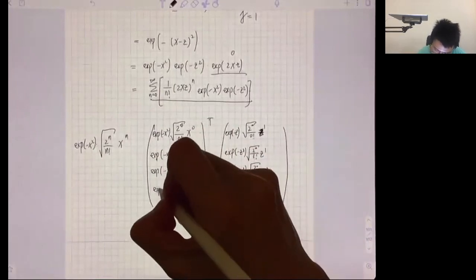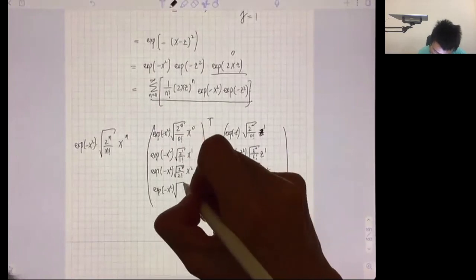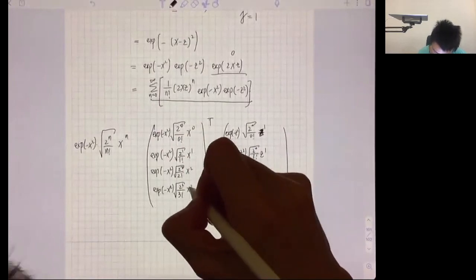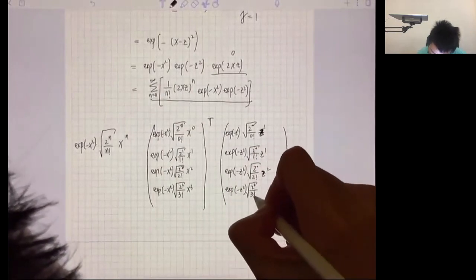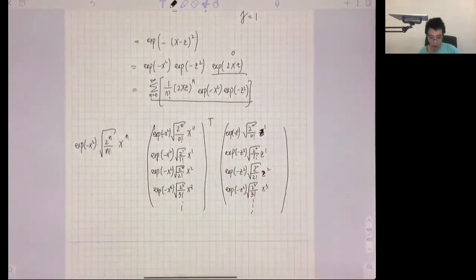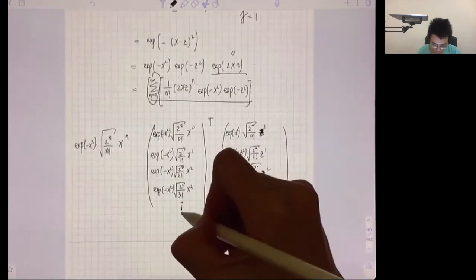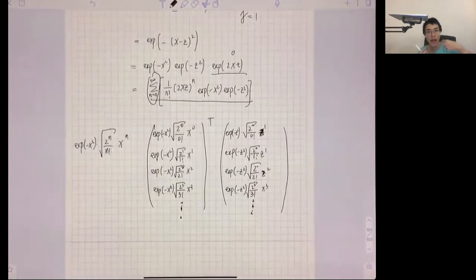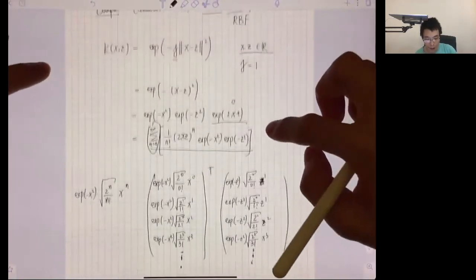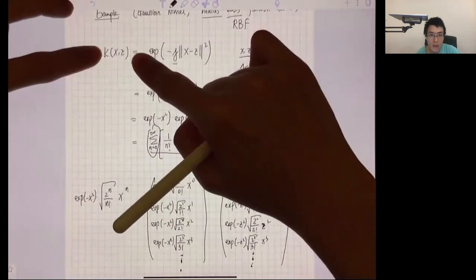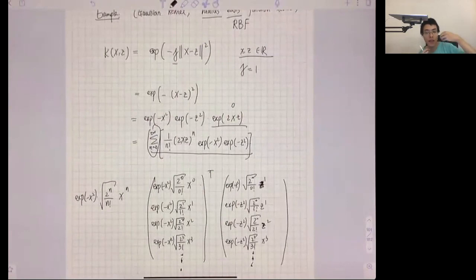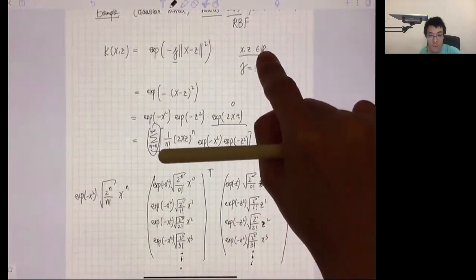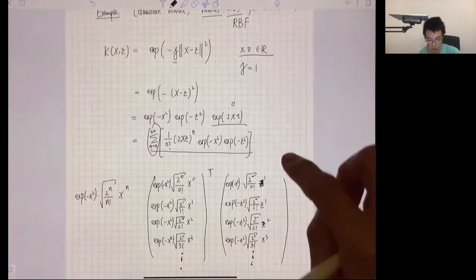Then I have n equals 3, and so forth. This summation actually has an infinite number of terms, so this is going to be an infinite dimensional vector. If I specify my inner product or the kernel as the RBF kernel, it's actually mapping the features into an infinite dimensional feature. So I map from a one dimensional scalar to an infinite dimensional feature, right?